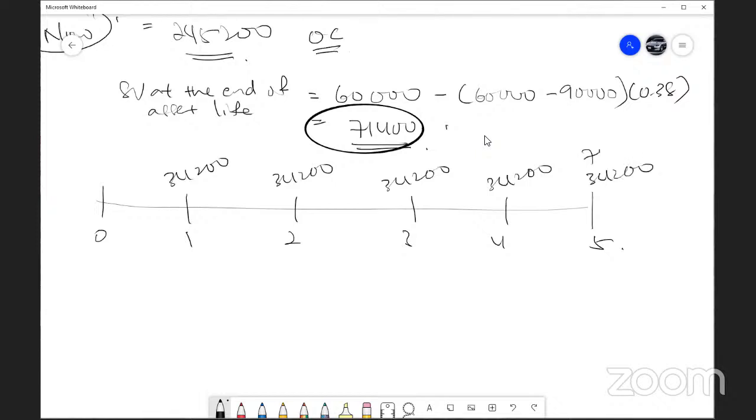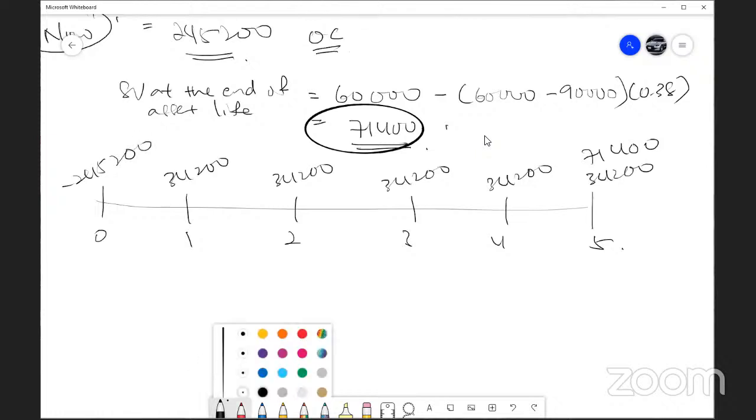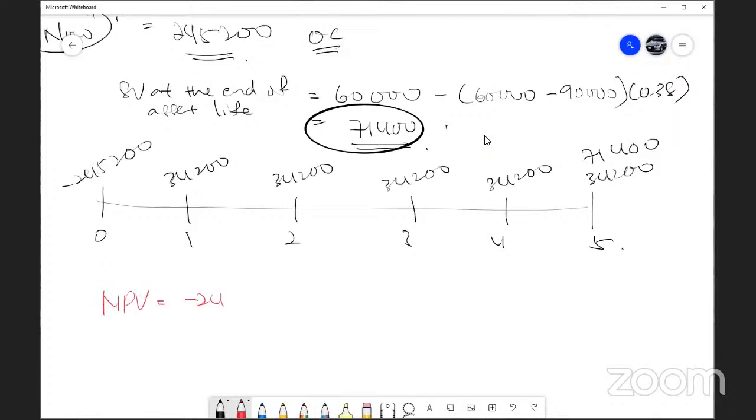This final year, you can salvage it at 71,400. Initial opportunity cost is 245,200. So count your NPV now. Negative 245,200 plus 34,200 times PVIFA at 14%. Okay.